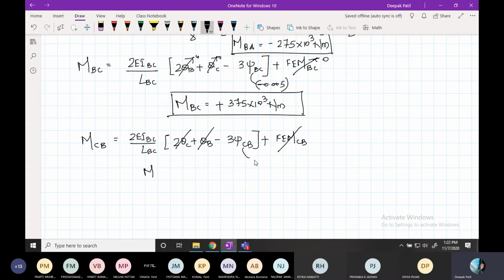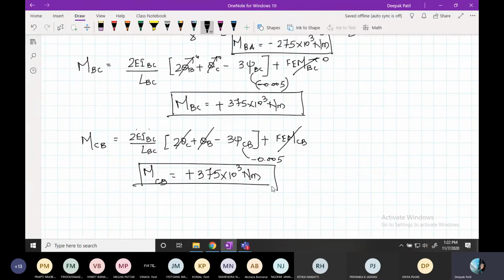Substitute the value of Xi CB as minus 0.005 and substitute the values of E and I, so you will get the value of MCB. MCB is coming out to be plus 375. This also I'm getting plus 375 into 10 raised to 3 Newton meters. Are you clear, students? Yes, sir.